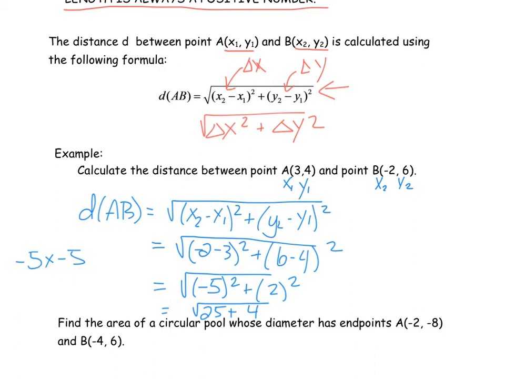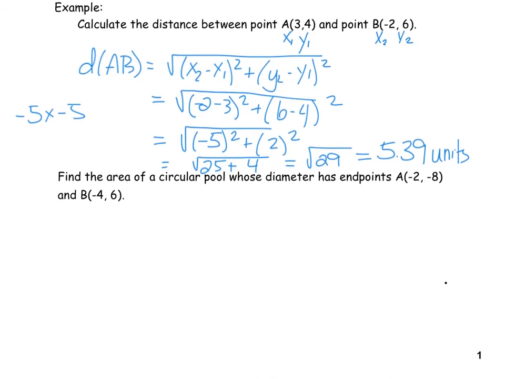So to continue with my example, I'll continue over here. 25 plus 4, that's 29, so we have the square root of 29. Do that on your calculator. You should get 5.39. Now, since this represents a distance, you need to have units. We weren't given any units in this example, so you just put U or you write units to indicate that you know that there are units.